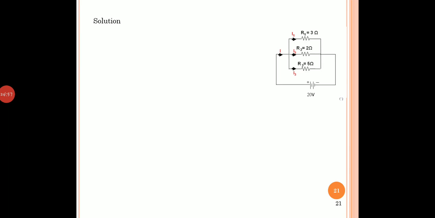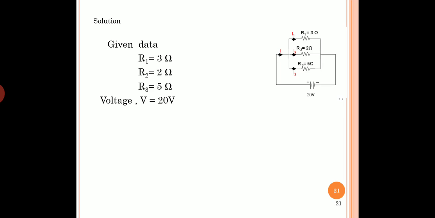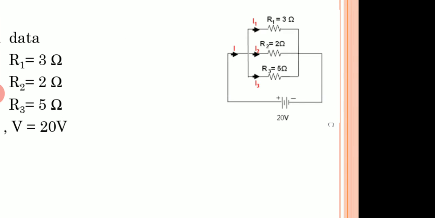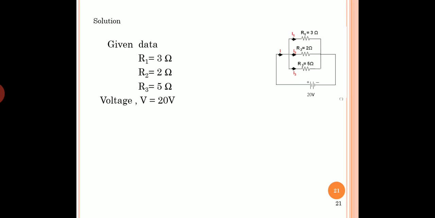Now coming to the solution, let us note down the given data on the left side. R1 is 3 ohms, R2 is 2 ohms, R3 is 5 ohms, and the voltage of the battery is 20 volts. What we have to calculate is the total current I, the current through R1, that is I1, the I2 current and the I3 current.